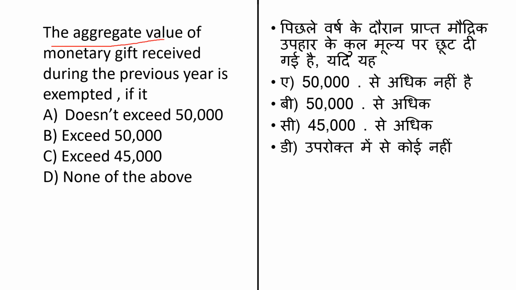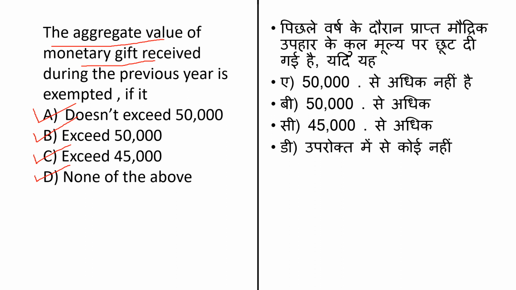The aggregate value of monetary gifts received during the previous year is exempted if it... here they are asking you about the monetary gift which we receive during the previous year is exempted if it, and the options given are: the first option is does not exceed 50,000, the second option is exceeds 50,000, the third option is exceeds 45,000 and the last option is none of the above.